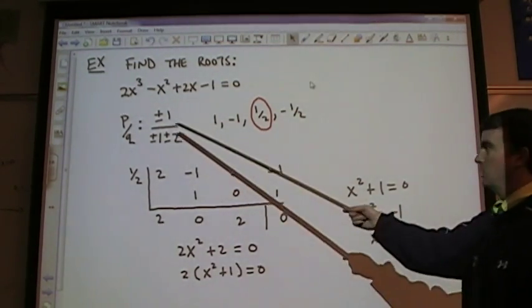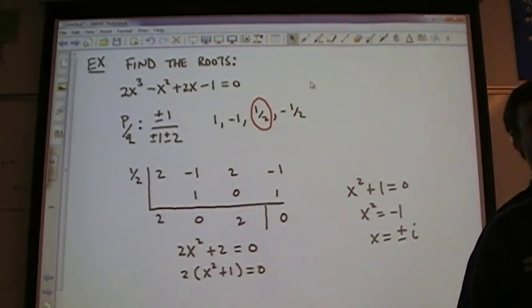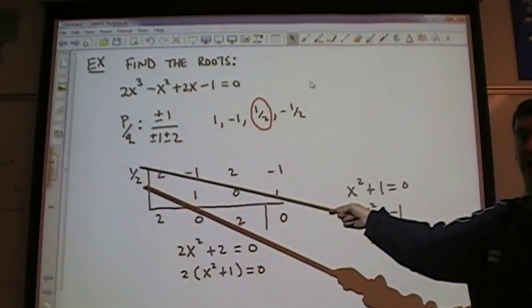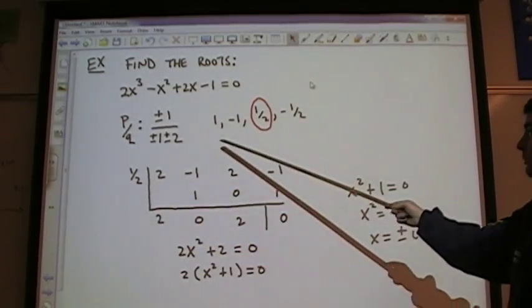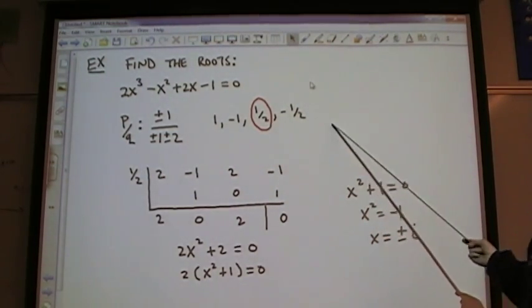So if you want to break this up, if I just told you to list the possible rational zeros, you could leave your answer looking like this. But if we're finding them, you might want to split it up. So my possible rational zeros are 1, -1, 1/2, and -1/2.